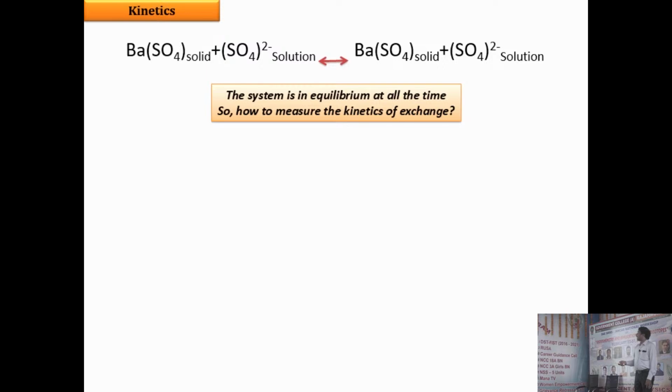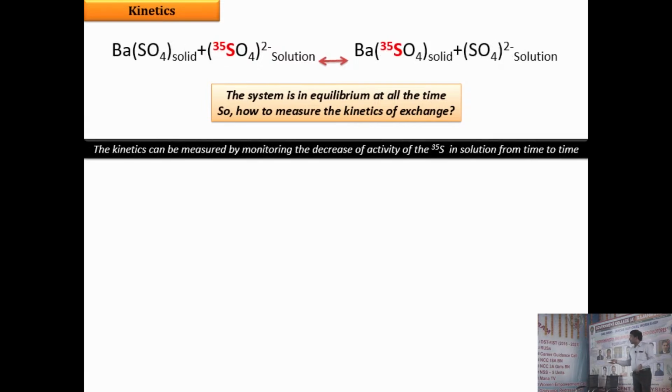So how do we measure the kinetics of exchange? How is the sulfate exchanging between the barium sulfate and our solution? Suppose you want to see the kinetics of this reaction: in a chemical procedure we will see only that the sulfate concentration remains the same because it is already at equilibrium. If you want to see the sulfate concentration change, you can't get it. What about the kinetics of exchange? Radiotracers can be applied here.